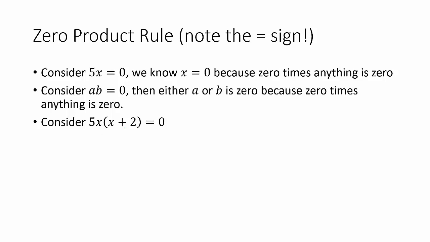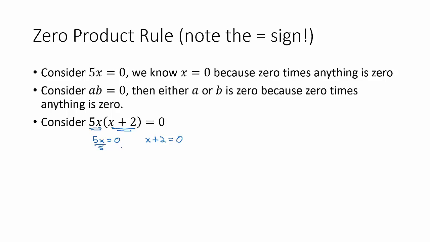Consider 5x times x plus 2. We're really multiplying two things together. The 5x times the x plus 2. One of those has to be 0. Either the 5x equals 0 or the x plus 2 equals 0.